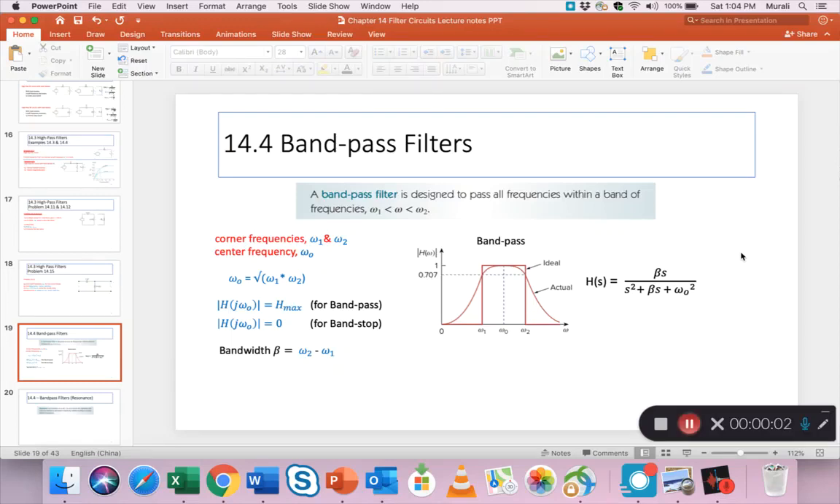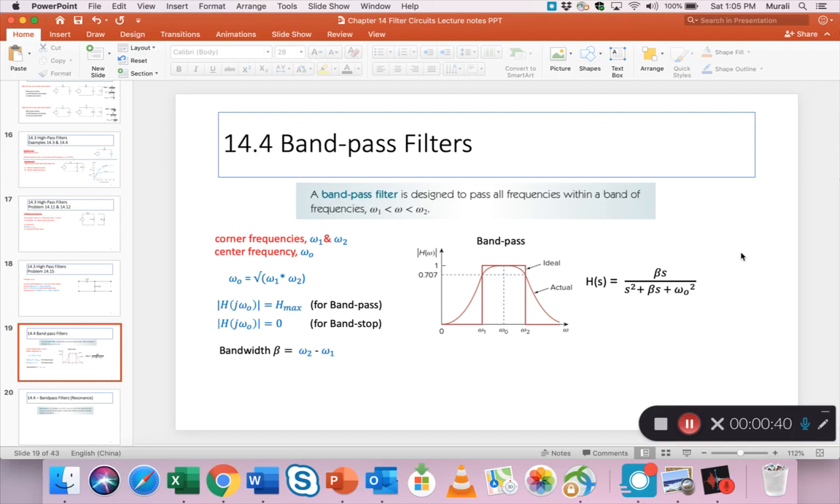Welcome to the next recording session, and I intend to cover the remaining portion of whatever is in the chapter that we call filters. Actually, in the textbook, there's two chapters. There's chapter 14, which is passive filters, and chapter 15, which is active filters.